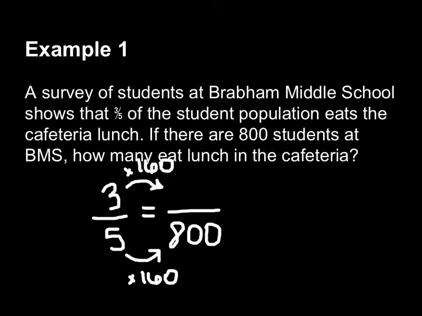Now, 3 times 160: 3 times 0 is 0, 3 times 6 is 18. We're going to carry our 1 to the hundreds place. 3 times 1 is 3, plus 1 is 4. So from our random sample, we could predict that 480 students would eat lunch in the cafeteria.